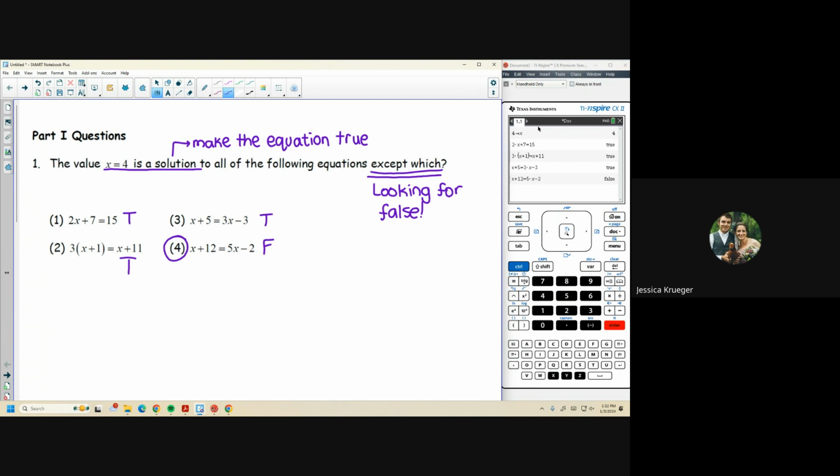Your other option for these is you could take each answer choice and you could solve each equation. So subtract 7 from both sides. You'll get 2x equals 8. Divide by 2. And I get that x equals 4. So 4 is a solution. Okay. However, it's very easy to make a mistake algebraically. So if you can use the calculator on a multiple choice, it's going to be helpful.